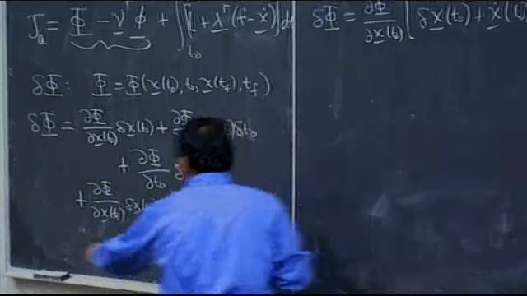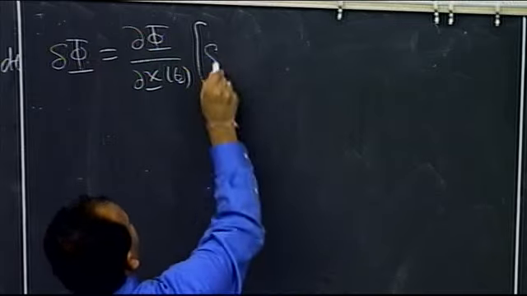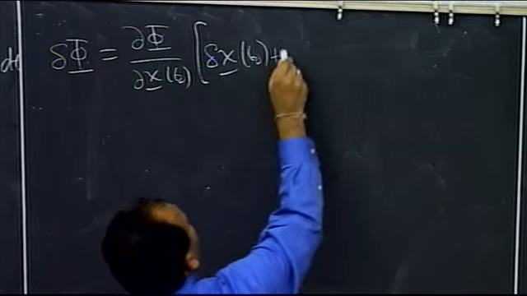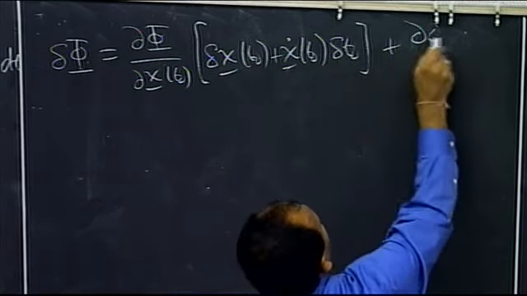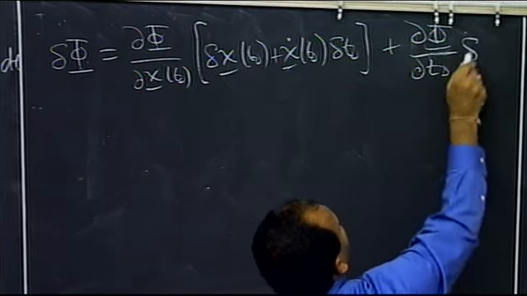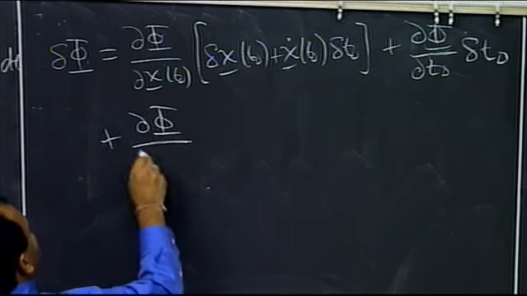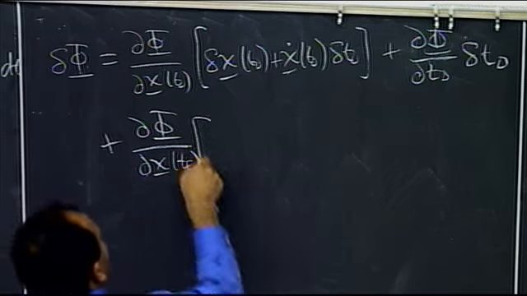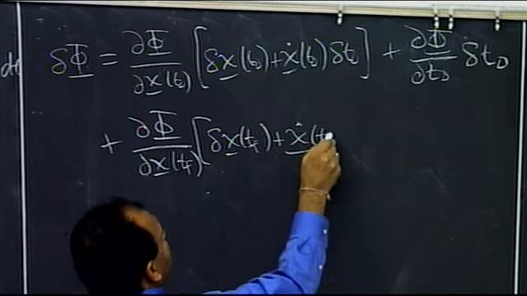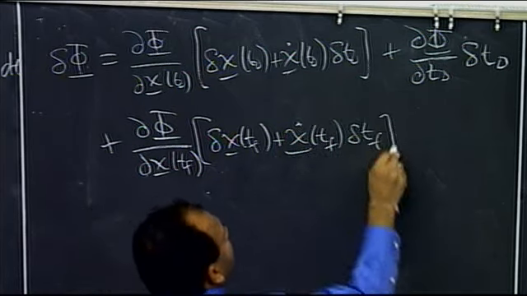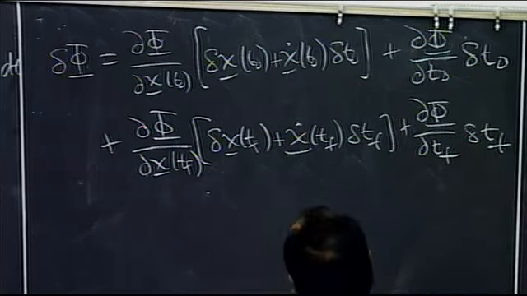Let me give myself more room. Hang on. Let me make this a little smaller, just so that I can put it all in one line. Variation in x at t0 plus x dot t0 times the variation in t0, plus the partial of phi with respect to t0 times the variation in t0. And then you've got plus the partial of phi with respect to x at tf times the variation in x at tf plus x dot at tf times the variation in tf, plus the partial of phi with respect to tf times the variation in tf.